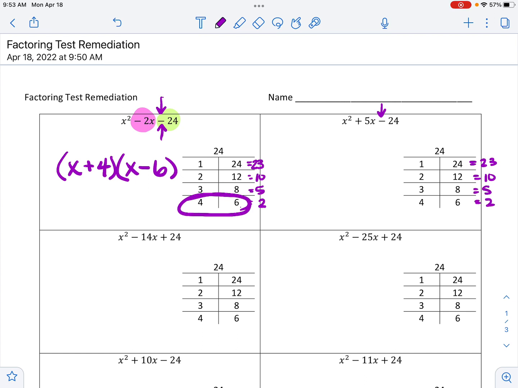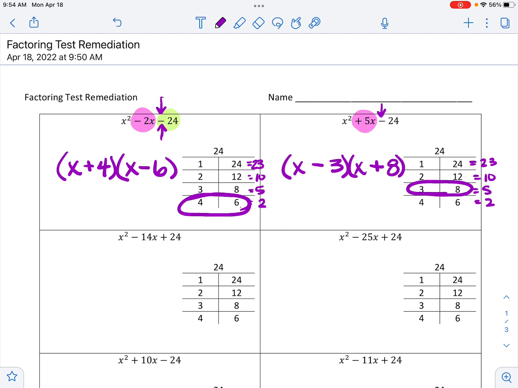And now I have to look, okay, here's 5. So I'm looking at 3 and 8. And when I'm looking at 3 and 8, I have to determine which one's going to be positive and which one's going to be negative. So how do I do that? I look at the B. In this case, the B is positive. So because the B is positive, that means the bigger number is going to be positive, and the smaller number is going to be negative.